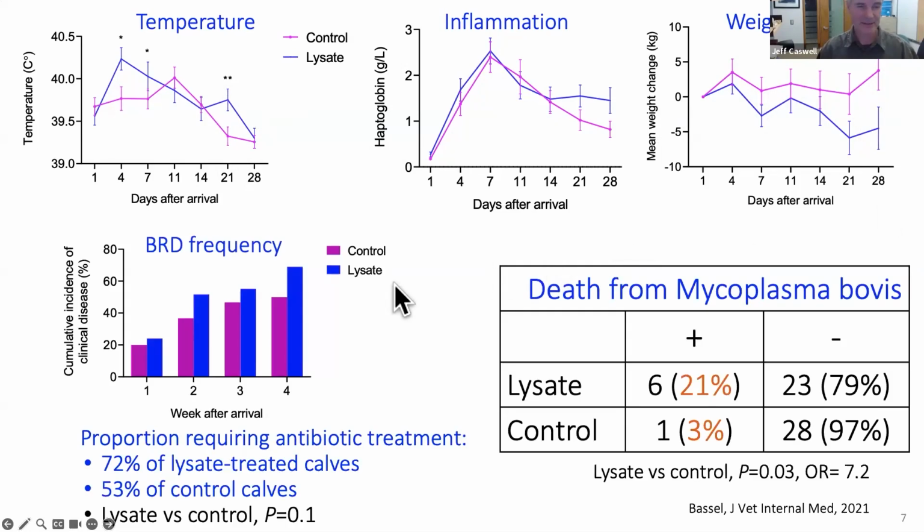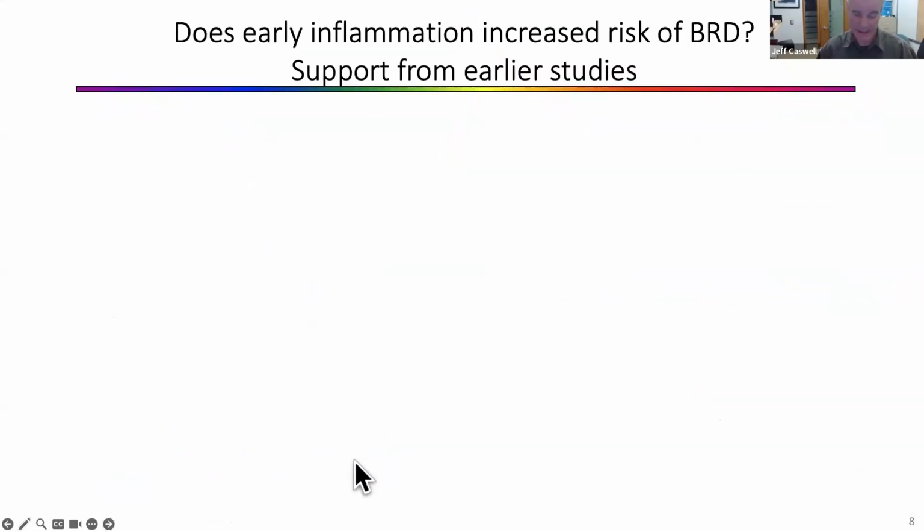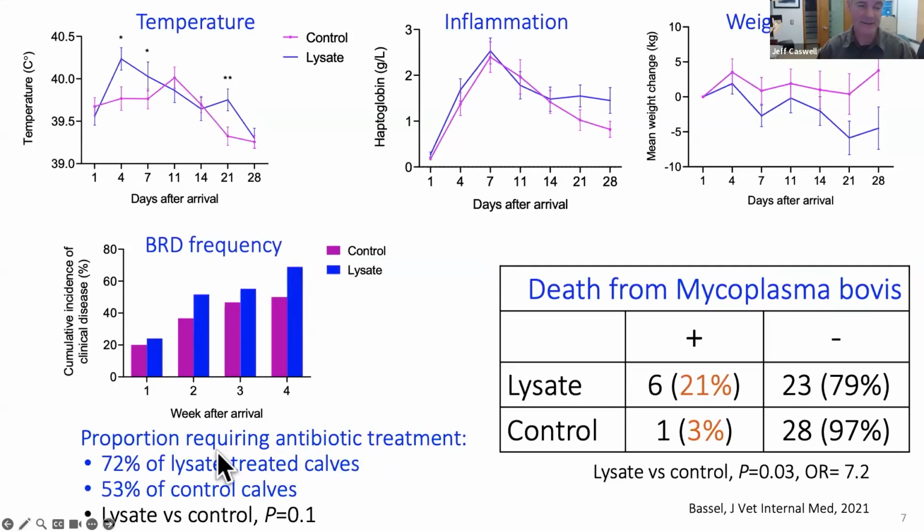We also looked at the frequency of bovine respiratory disease. Again, we thought that the lysate or innate immune stimulant treated calves would have been protected against disease, but in fact, it was the opposite. The difference was not statistically significant, but it was the opposite of what we anticipated. Over the course of that study, 72% of those lysate-treated calves that were supposed to be protected against disease ended up having to be treated for BRD, compared to 53% of the control animals. We did have some deaths in this study as well.